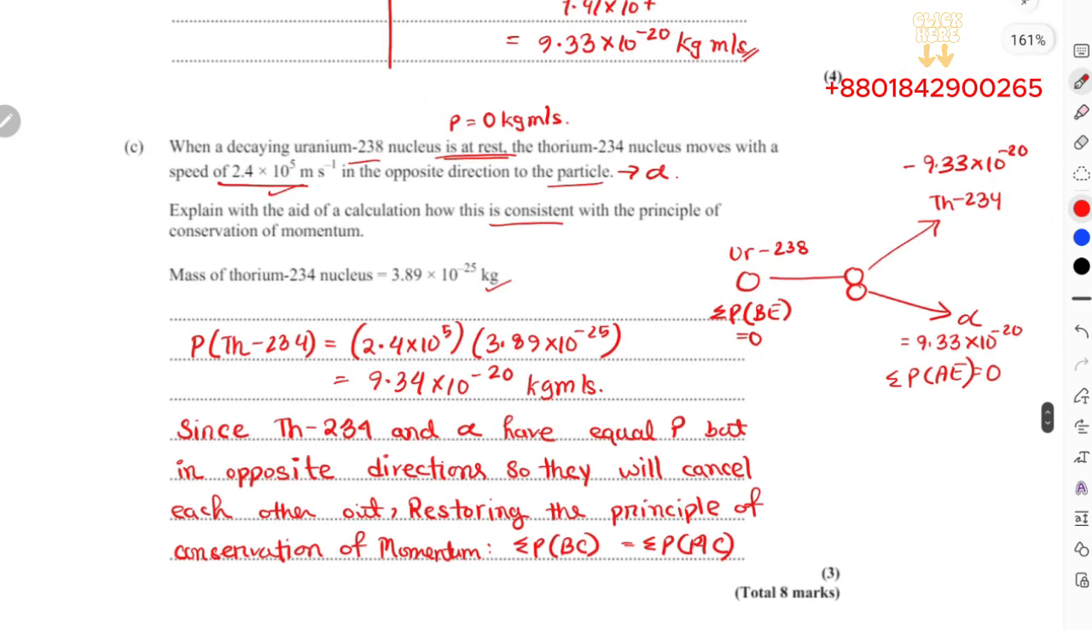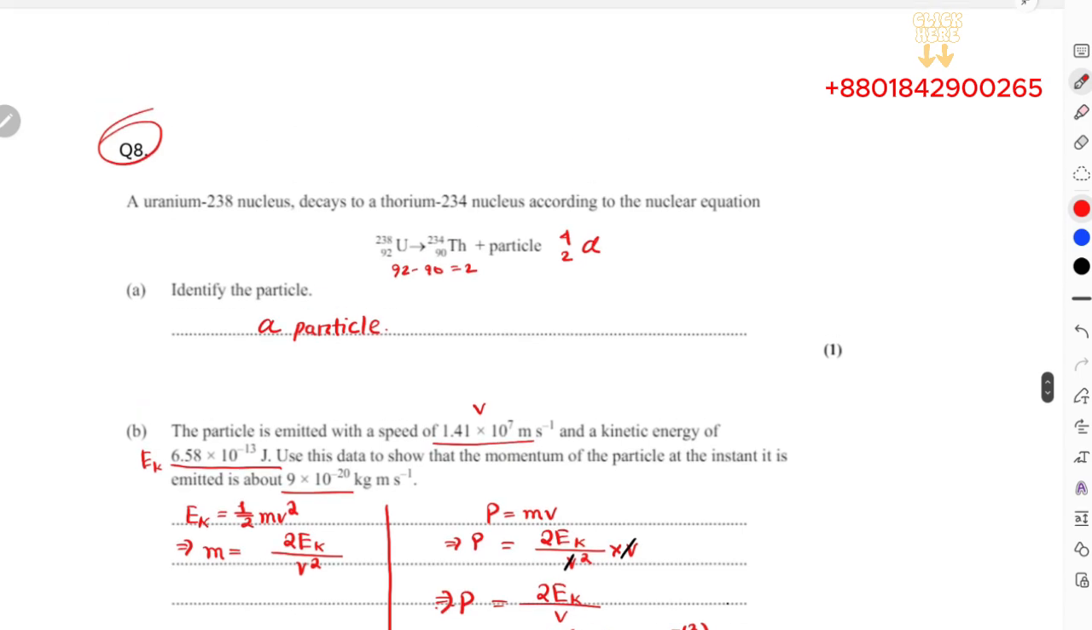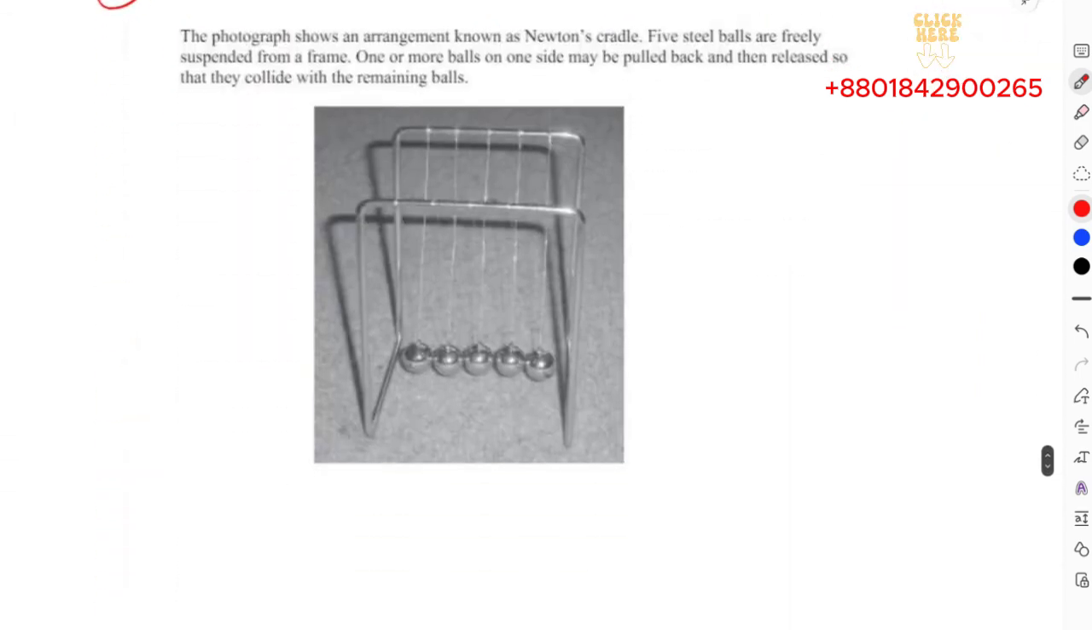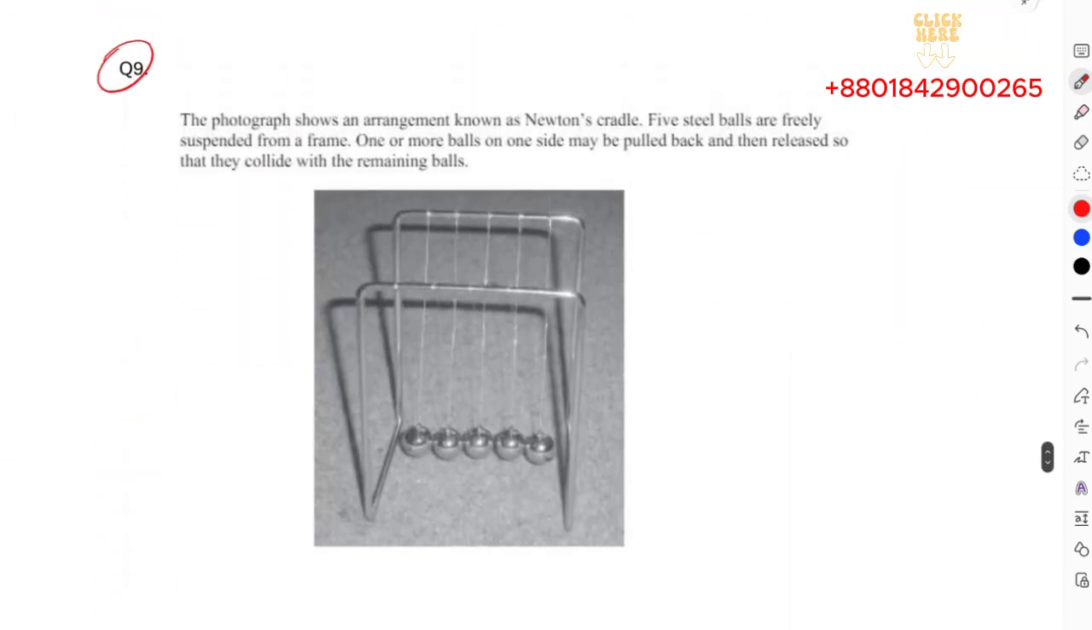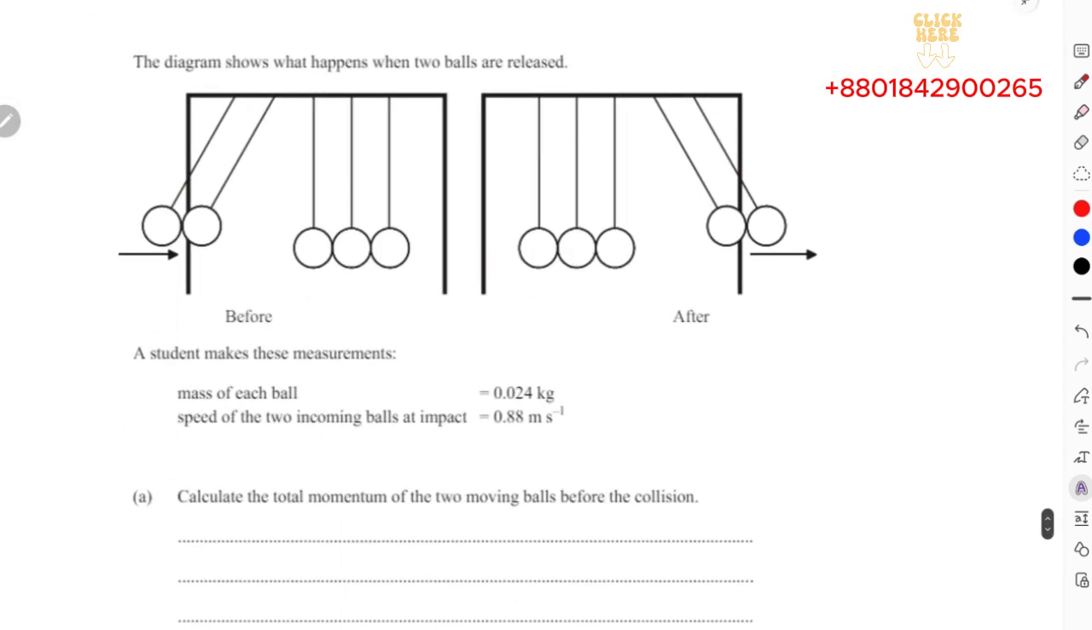Okay, so we're done with question 8, and let's move on to the next question. Question 9 says the photograph shows an arrangement known as Newton's cradle. 5 steel balls are freely suspended from a frame. One or more balls on one side will be pulled back and then released so that they can collide with the remaining balls. Okay. Now, this is how this entire thing is working.